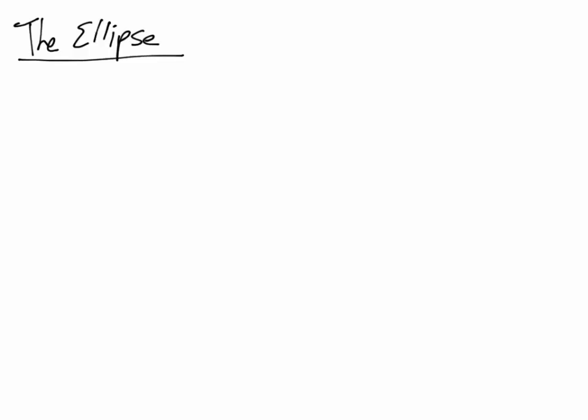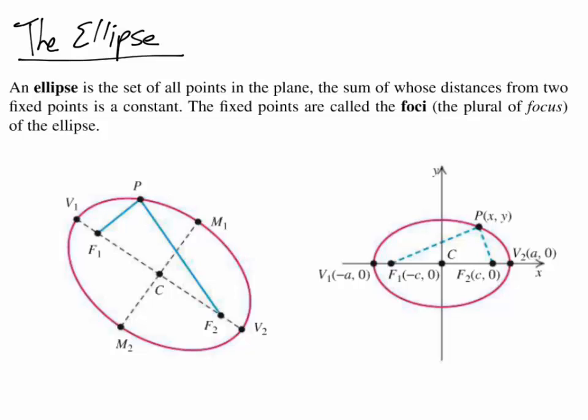In this video, we will be going over the ellipse. We can define an ellipse in this way, as the set of all points in the plane, the sum of whose distances from two fixed points is a constant. The fixed points are called the foci, which is the plural of focus, for the ellipse.